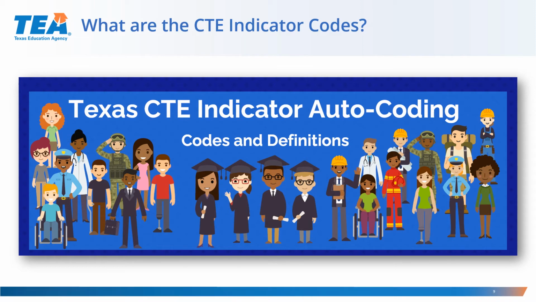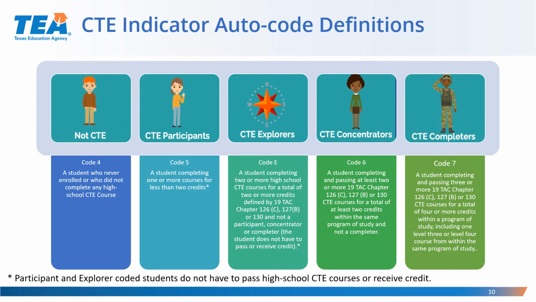Next, we'll take a brief look at the calculated CTE indicator codes and the supporting materials that would be helpful in understanding the differences. Currently, there are 5 CTE indicator codes: not CTE, CTE participants, CTE explorers, CTE concentrators, and CTE completers. Later, we'll go into greater detail on these definitions and show some examples.